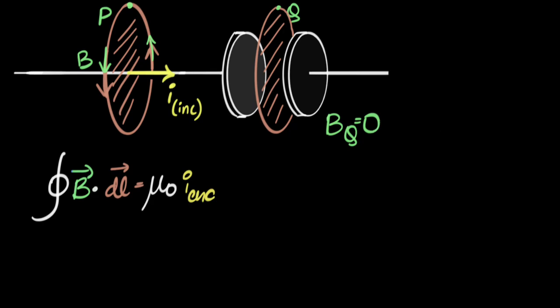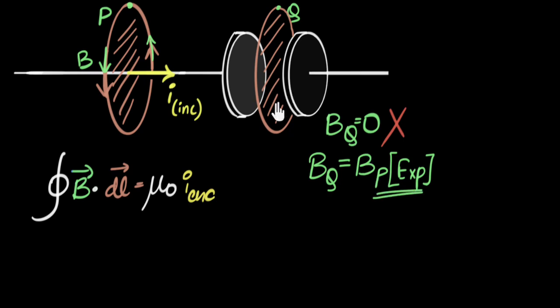And that's the problem because experiment says that's wrong. According to the experiment, the magnetic field at point Q is pretty much the same as the magnetic field at point P. That's what experiments tell us, and that is the problem with Ampere's law. So you can see there is some problem with Ampere's law because it's not giving us the right answer in this situation. So there is some fundamental problem with it, but what is it?